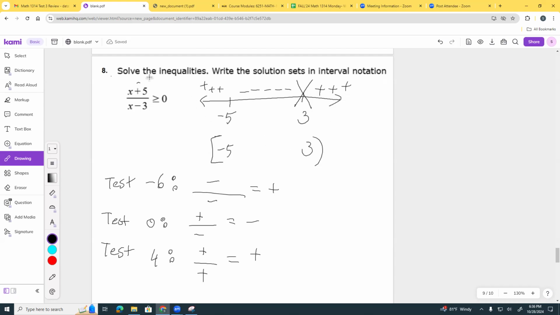This inequality, the original problem, does it want the negative regions or the positive regions? It's greater than or equal to 0, which means positive regions. So we are positive here and we are positive here. So we have to put these together as an interval notation.